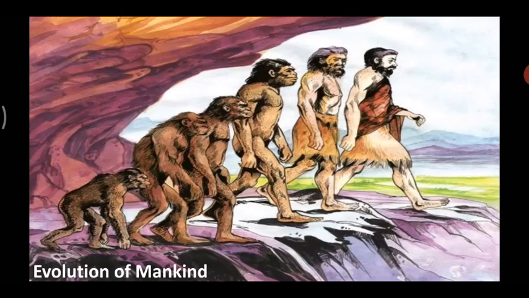We have learned that primitive man, that is the first species of man, evolved from apes. Now, where did this happen? This happened in the continent of Africa. Man originated through several stages. Let us learn about the different stages of evolution of man in this lesson.